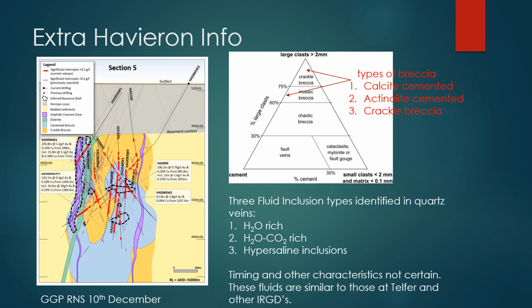We get three types of breccia at Havieron. We get a calcite cemented breccia, an actinolite cemented breccia, which is a little bit unique, I've never heard of it before, and a crackle breccia.